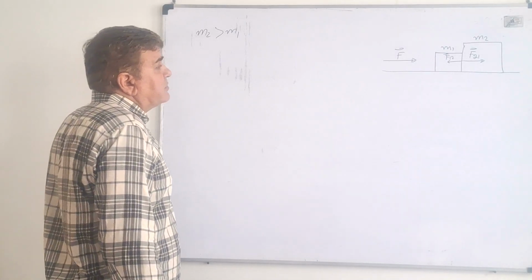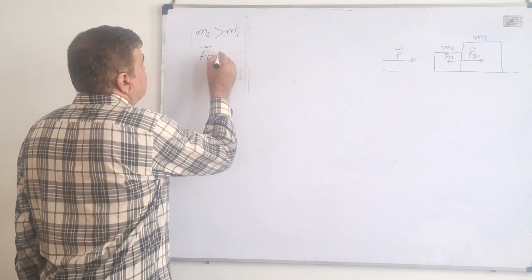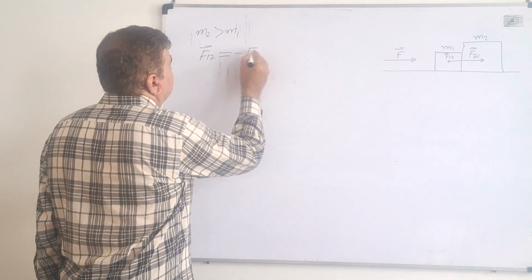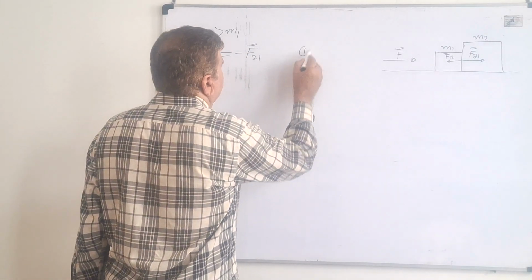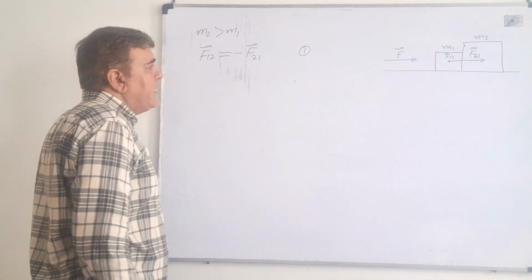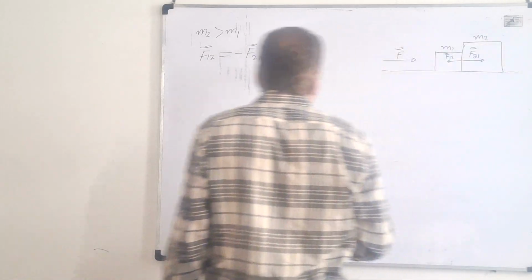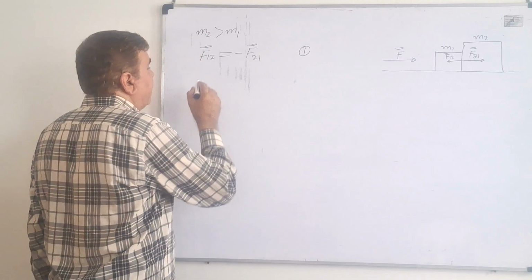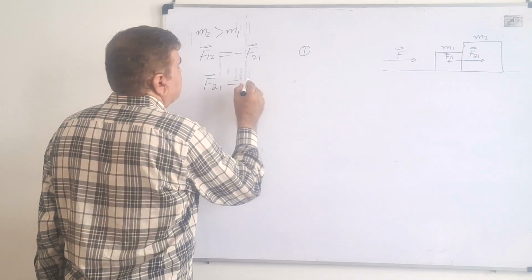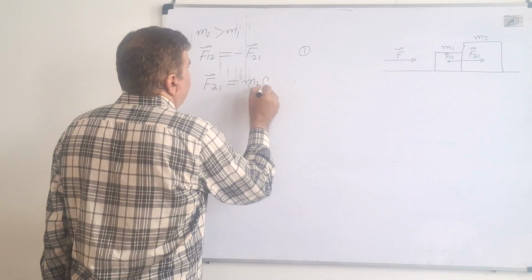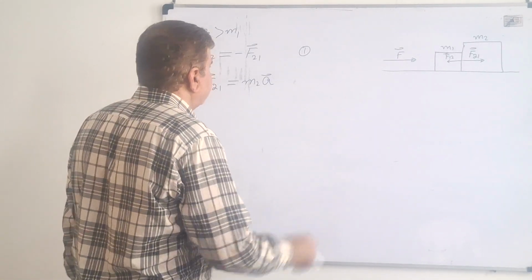From Newton's third law, I see that F12 is equal in magnitude and opposite to the direction of F21. That is one condition, and I call this equation 1. And if I apply Newton's second law to this block, I can write F21 equals m2 times a, where a is the acceleration of the system.